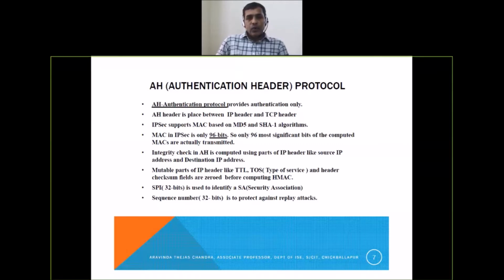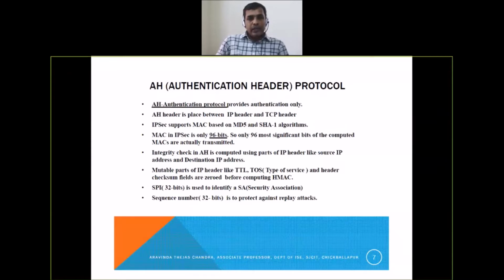IPsec supports MAC. MAC stands for Message Authentication Code, which provides authentication that proves who the sender is, based on the MD5 or SHA1 algorithm. You can use the MD5 or SHA algorithm. They are popular hash functions.